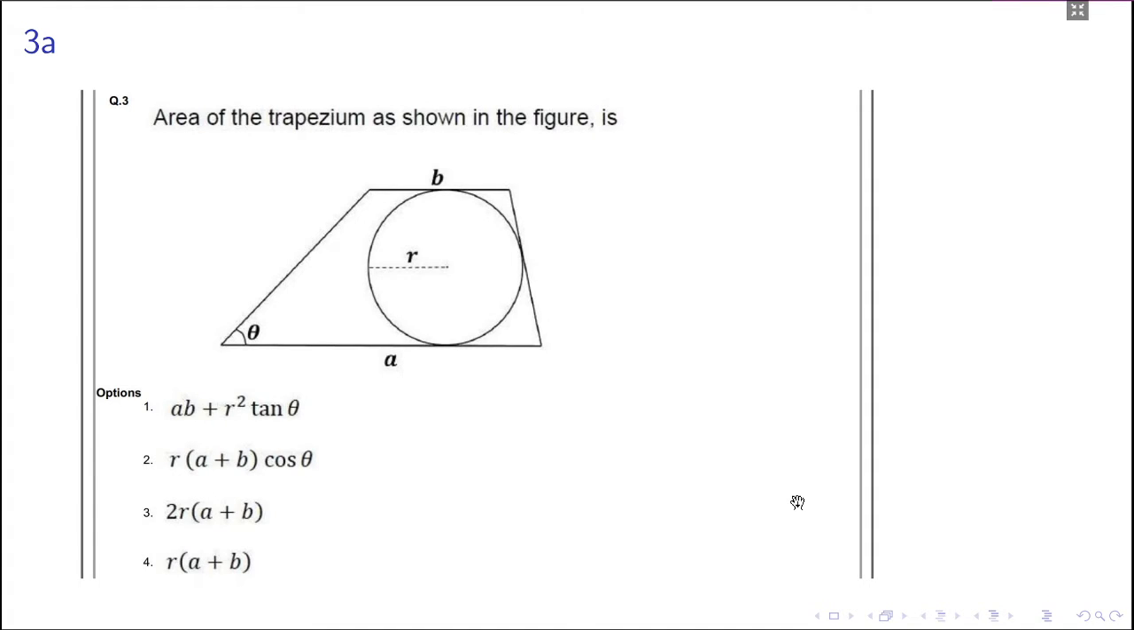This is the third one. It's asking you to find the area of this trapezium. Theta is just to divert your attention. The area of a trapezium is the sum of the parallel sides times the distance between them, times a factor of half. So it's (a plus b) times 2r, since the separation is 2r here, times half. So it's r times (a plus b). Here you have to be careful you don't miss out this factor of 1 by 2.